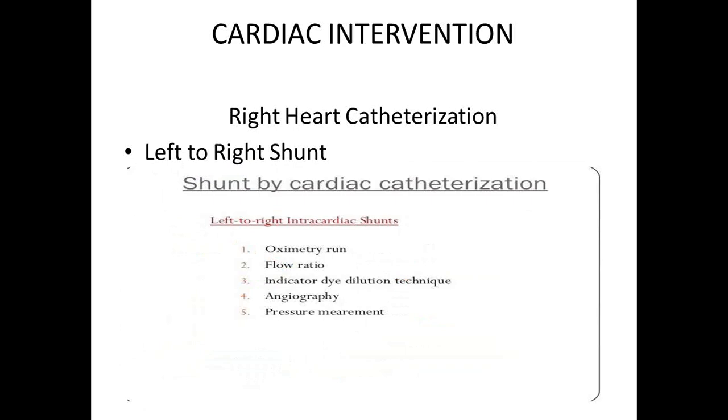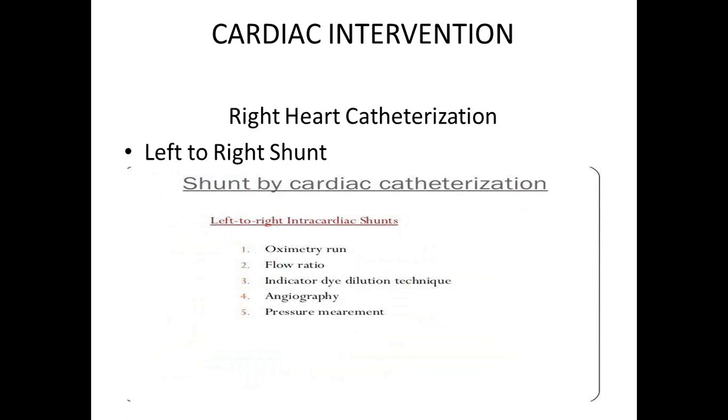So when we do a right heart cath to evaluate a left to right shunt, there are certain things that you need to do. We talk about the oxygen run, and we'll explain what an oxygen run is. So you're going to do your oxygen run. You're going to do your flow ratio, which is your pulmonary flow to your systemic flow.